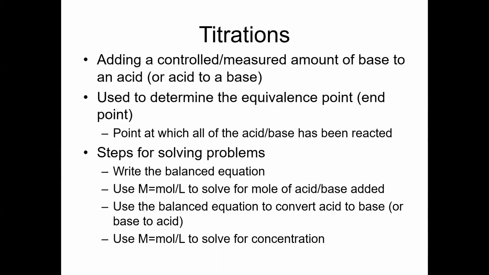So real quickly, this is a combination of your molarity equation and stoichiometry. So you need to write a balanced equation, use your molarity formula, which is molarity equals moles per liter, to solve for moles of that acid or base that was added. And then you're going to use a balanced equation to convert the acid to the base, or vice versa. That's where the stoichiometry comes in. And then you use the molarity equation to solve for that unknown concentration.